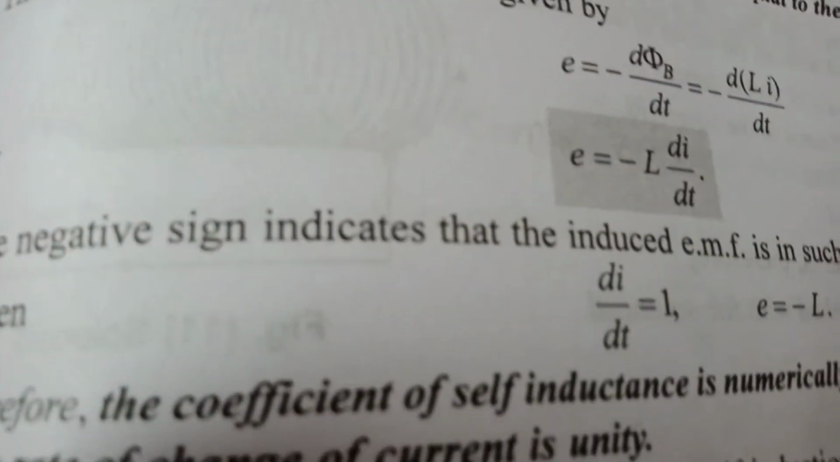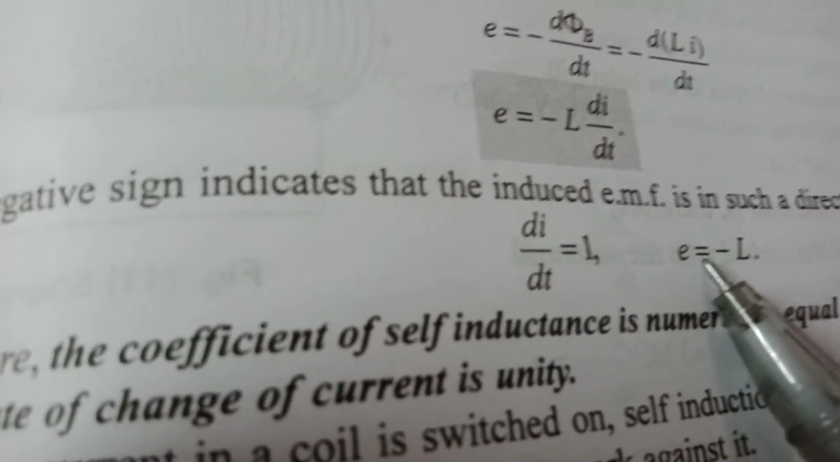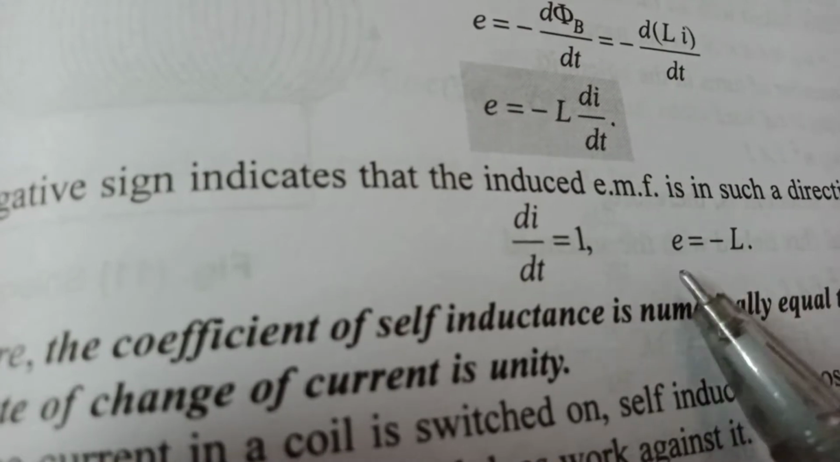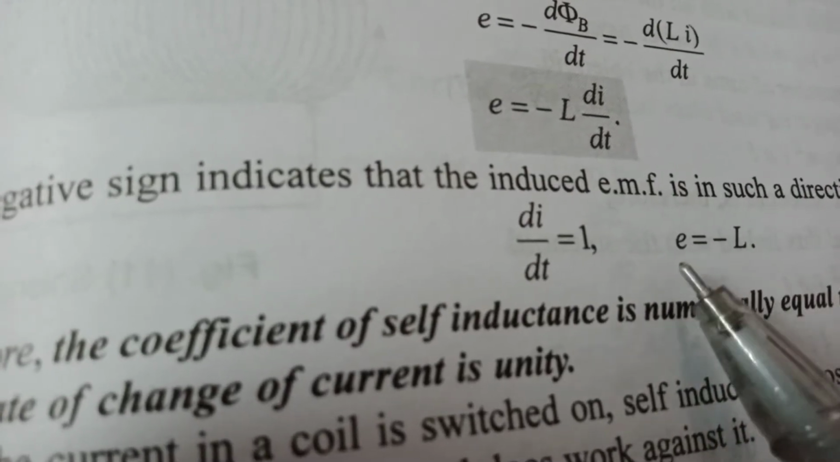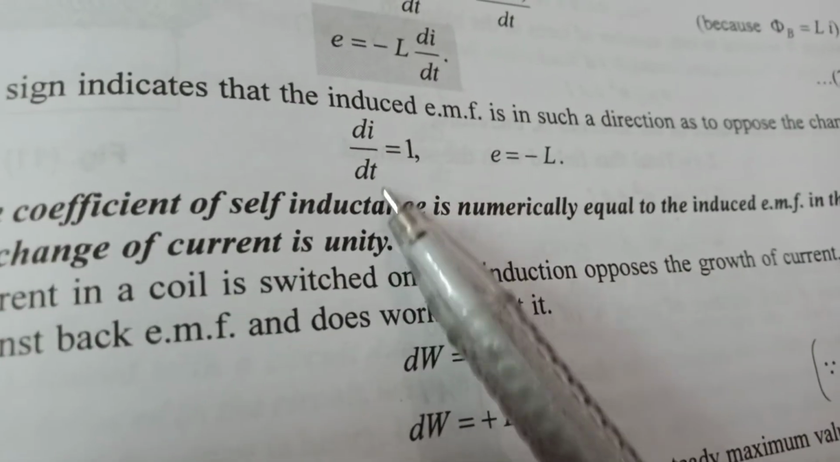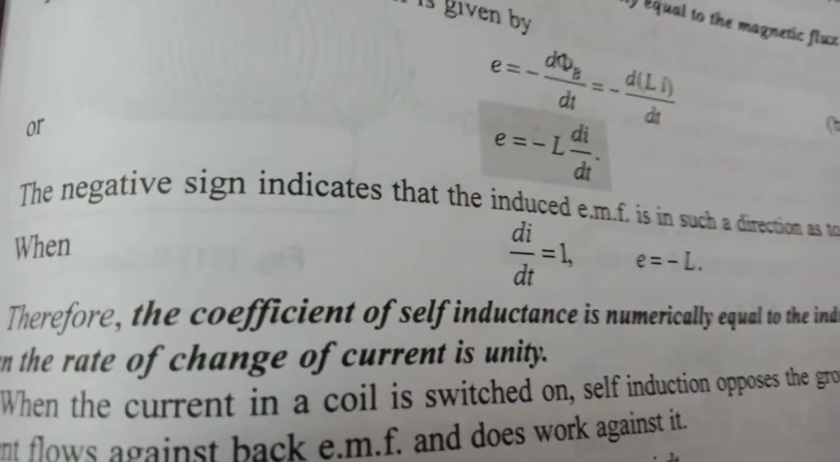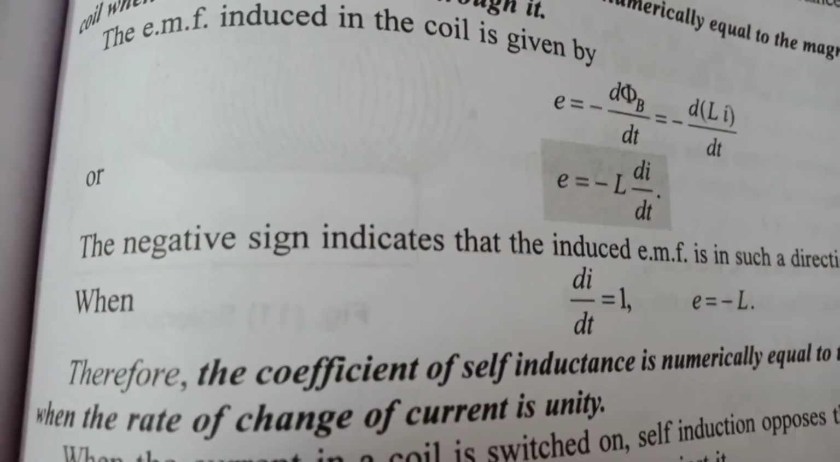If di by dt is 1, E is equal to minus L. So the coefficient of self-inductance is numerically equal to the induced EMF when rate of change of current is 1 ampere per second. This is self-inductance.